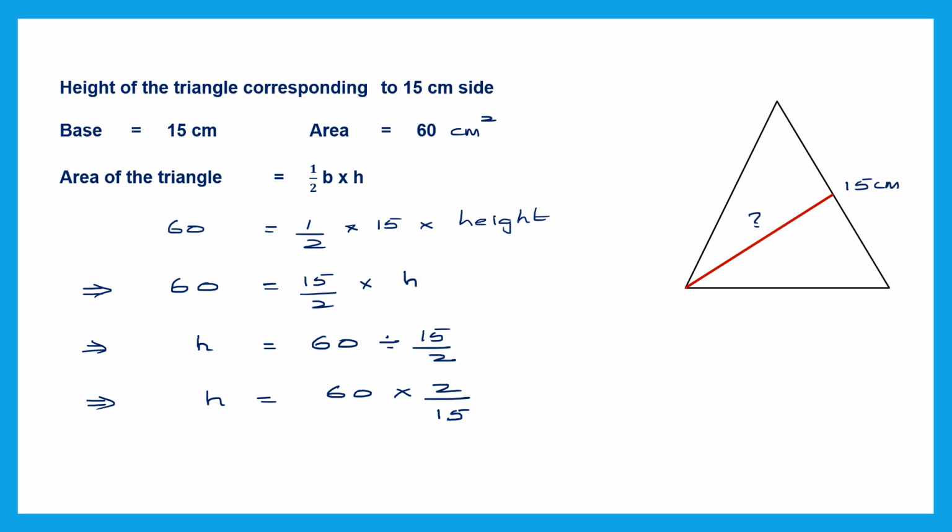Now let's cancel. 15 into 4 is 60. So multiply 4 into 2, which is equal to 8. So we have found the height. Height is equal to 8 centimeters. So this is our answer. Height is 8 centimeters. And that is option C.